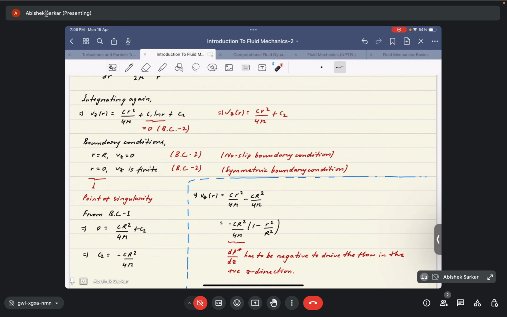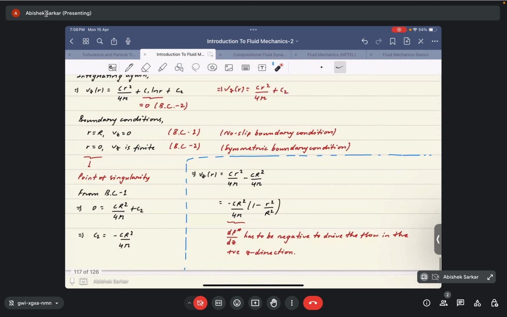Okay, now if we take minus cr square by 4 mu common from both the terms, we are left with Vz as a function of r equal to minus cr square by 4 mu in bracket 1 minus small r square by capital R square. Okay, and now we know that c is equal to dp star. Let me just write it so that you have a clear idea.